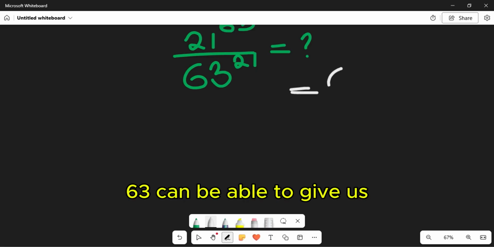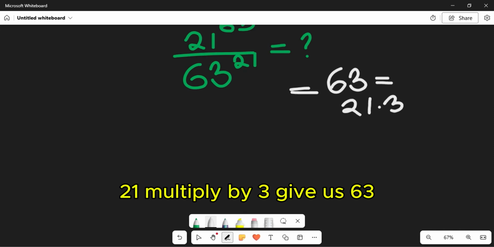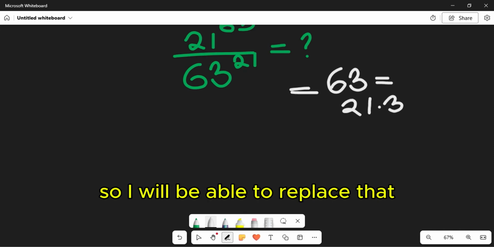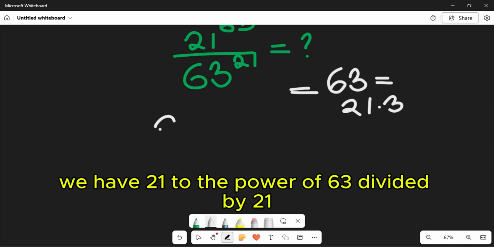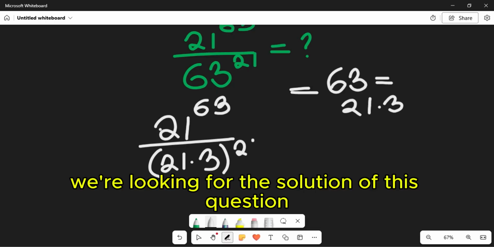63 can give us 21 multiplied by 3, right? 21 multiplied by 3 will give us 63. So I will be able to replace that. We'll have 21 to the power of 63 divided by 21 multiplied by 3, all to the power of 21. Remember, we're looking for the solution of this question.